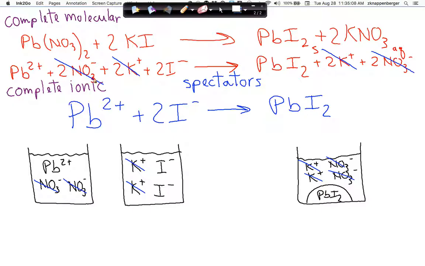What are strong electrolytes? Things that break apart completely, right? So all we do is we take the complete molecular, break the things that are strong electrolytes into their ions. Notice that we did not break apart the lead 2 iodide because it doesn't break apart. It's a precipitate, it's non-soluble. Then guys, at that point, we killed the spectators. And what did we say the spectators were? The things that don't change. The things that are always soluble. And at that point, guys, we got down here to what is called the net ionic equation.